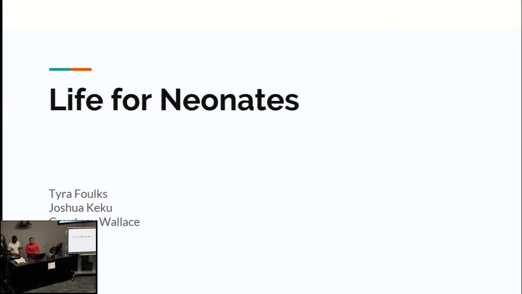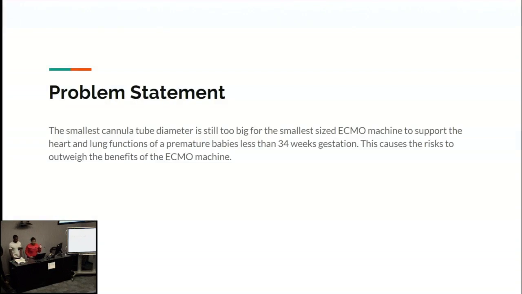I'm Courtney Wallace, I'm Joshua Keku, and I'm Tyra Fultz, and we are Life for Neonates. Our problem statement is essentially the same as before. The small cannula diameter is still too small for an ECMO machine to support the heart and lung functions of a baby less than 34 weeks gestation, and this makes it high risk to utilize ECMO.